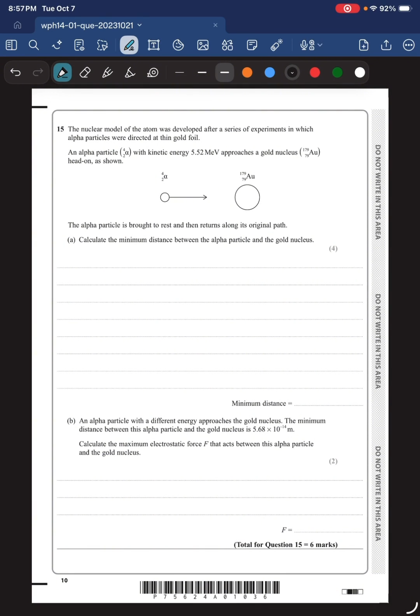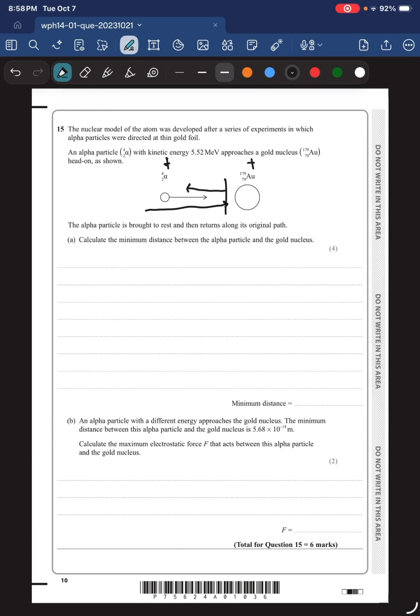So pretty much the alpha particle has some kinetic energy, right? And it's positively charged. And this is also positively charged, okay? So at some point, all the kinetic energy will be converted to potential energy, right? The electromagnetic repulsion between these two is going to make the alpha particle stop and then return. So at the point of minimum approach, all the kinetic energy of the alpha particle will be converted to potential energy.